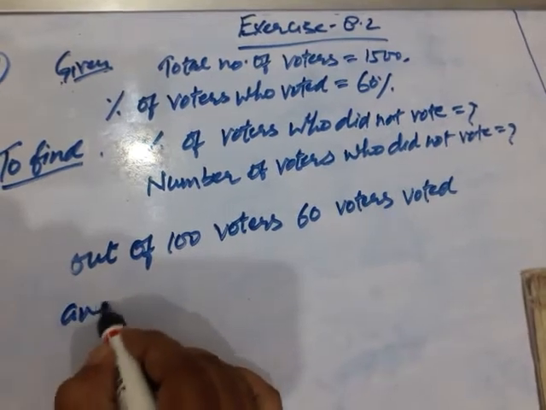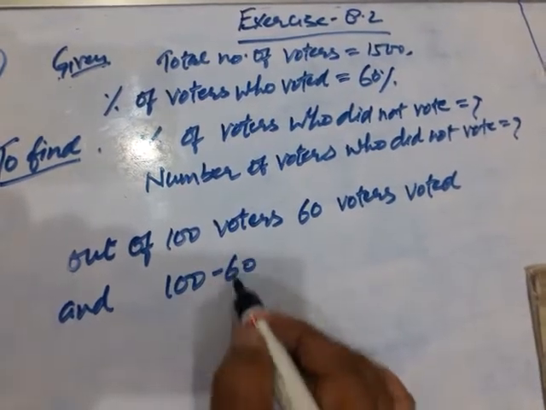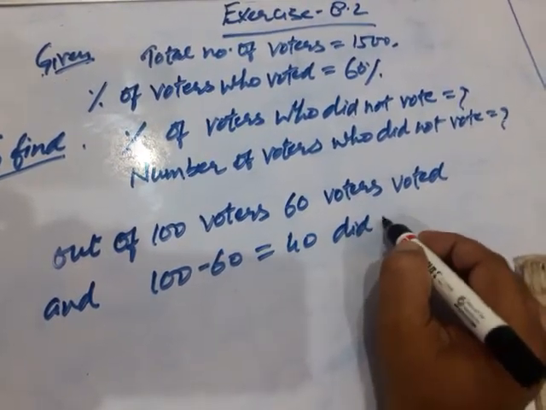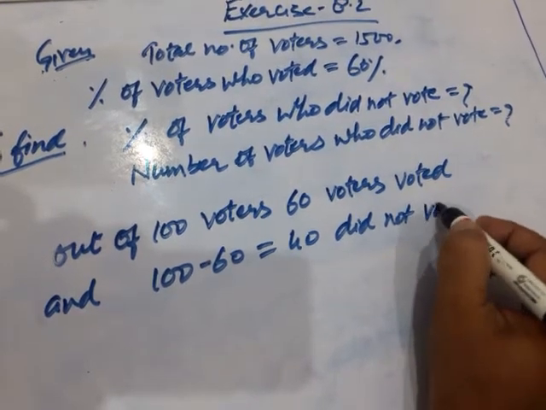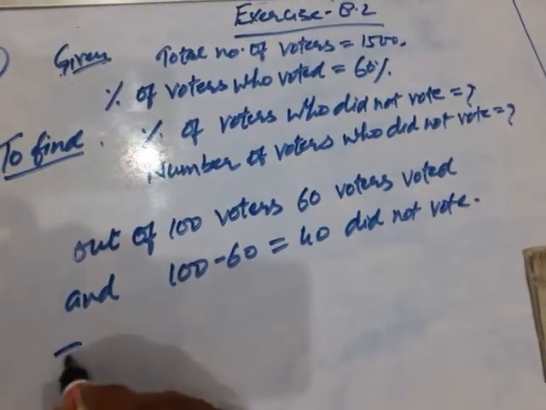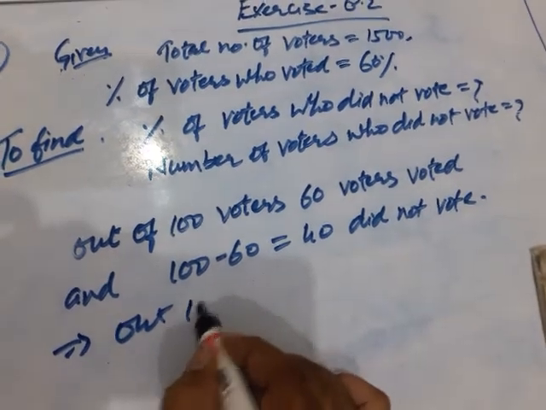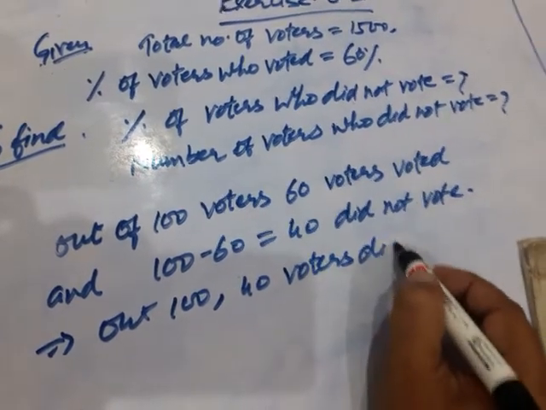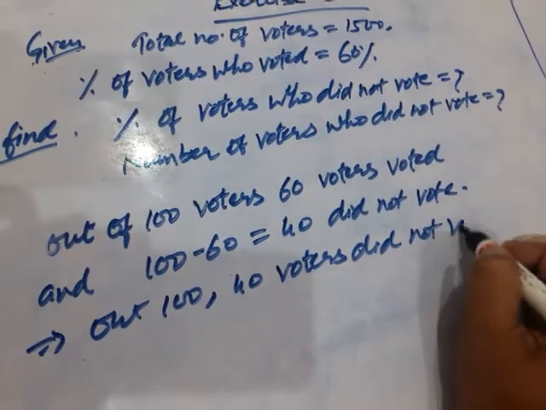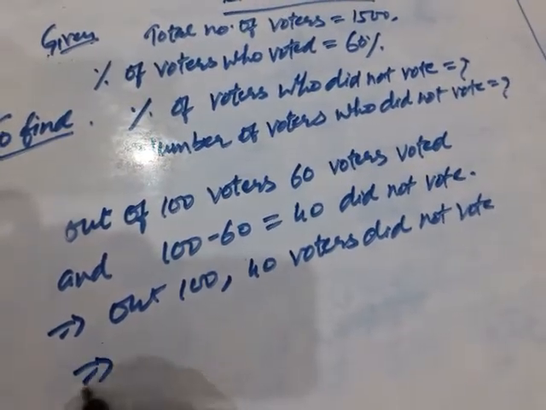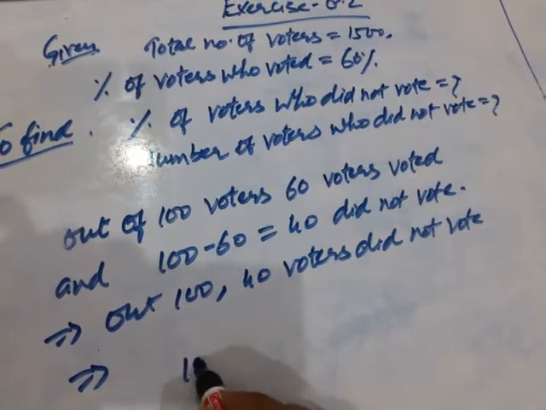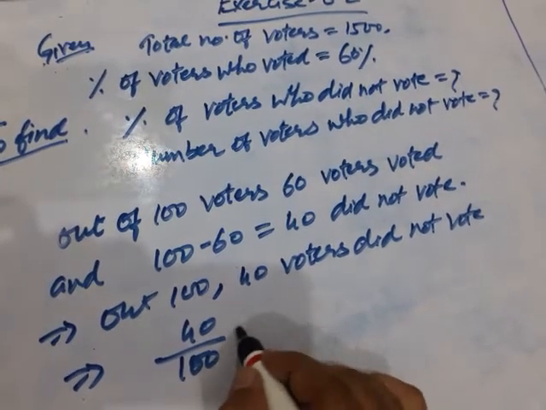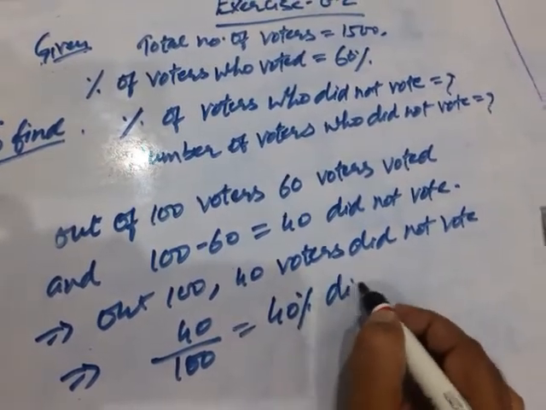Clear? And 100 minus 60, that is equal to 40 did not vote. That is out of 100, this implies that 40 voters did not vote. This implies that 40 out of 100, 40 upon 100 equal to 40% did not vote.